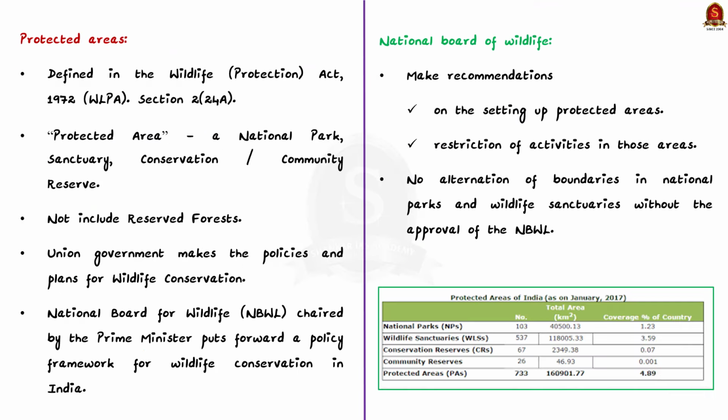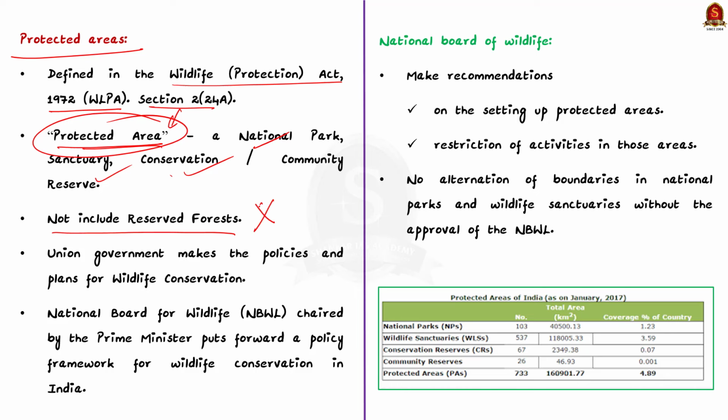Firstly, what is a protected area? See, protected area has been defined in the Wildlife Protection Act 1972. Section 2 of the Act says protected areas means national park, wildlife sanctuary, conservation or community reserve. So these areas are notified under Chapter 4 of the Wildlife Protection Act, which is titled Protected Areas. Also note that the reserved forest is not included under protected areas.